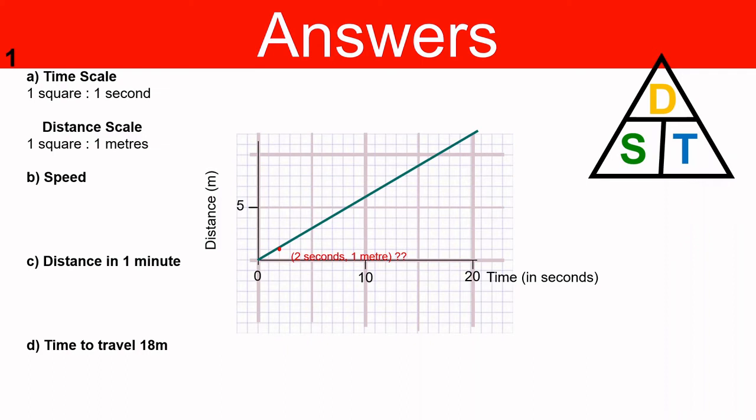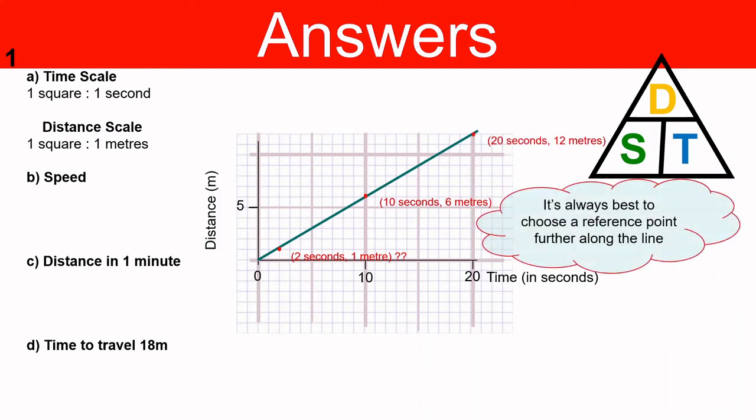Here are some other points along that line. And it's always best to choose a reference point further along the line because it's very easy to misread values that are very close to the beginning of the line. So let's work out our speed given these 3 coordinates. Remember, speed is distance divided by time. If this point was right, we'd simply do 1 meter divided by 2 seconds. And that gives us a speed of 0.5 meters per second.